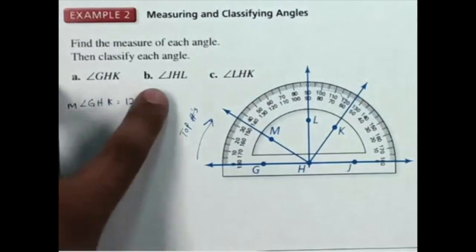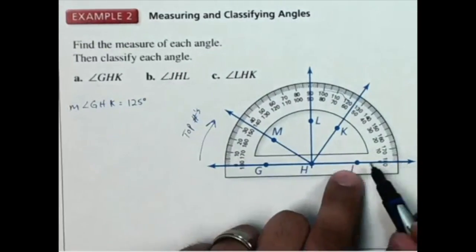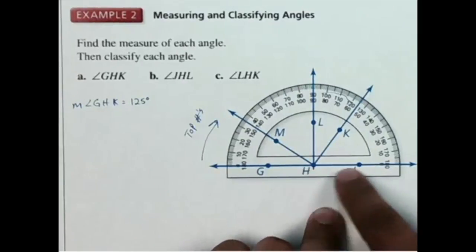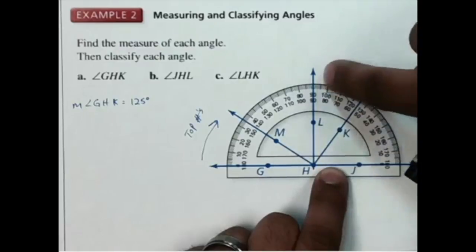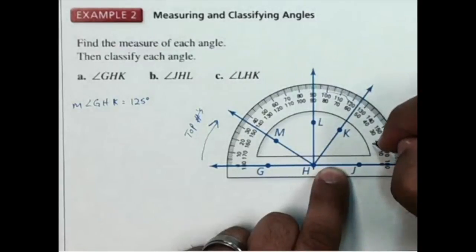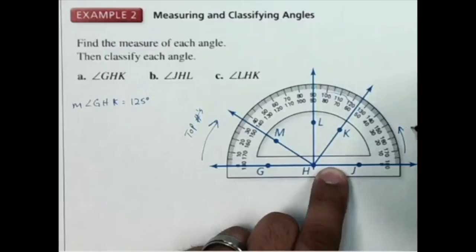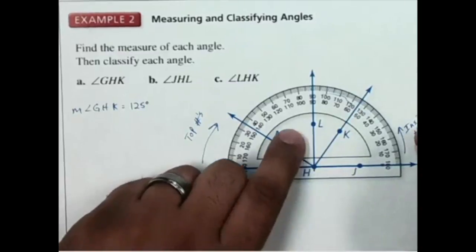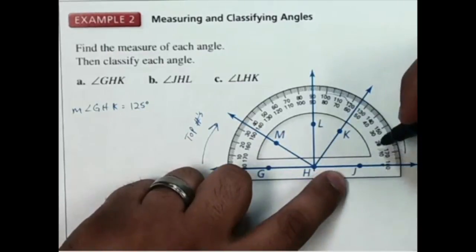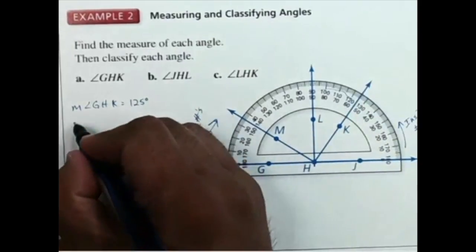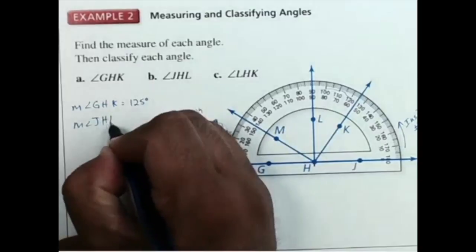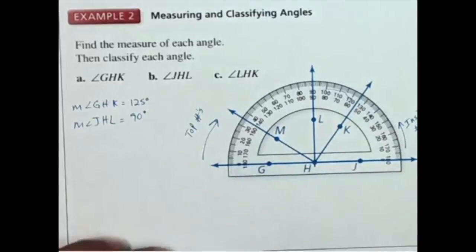Now if I'm looking at JHL, notice the ray HJ is this bottom ray, and ray HL is going this direction. So for this one, I'm going to read this way, which means I want to use the inside or the bottom numbers. All right, so for JHL, I'm going to come from 0, go up, and it looks like that one stops right at the 90 mark. So the measure of angle JHL is 90 degrees.